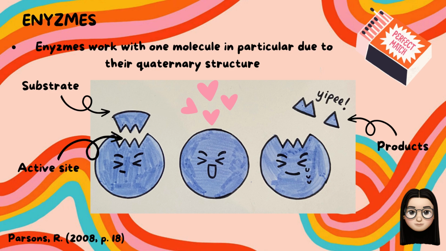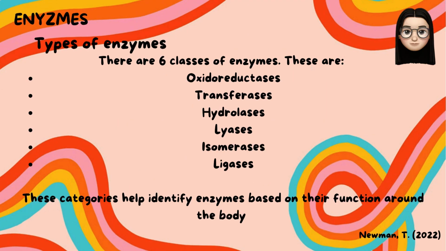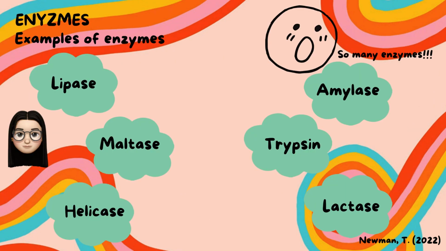Here is a diagram showing the enzyme substrate complex. This diagram shows how the substrate binds to a specific enzyme, converting it into products. Here are the key words and a description of their function in the enzyme substrate complex. Here are the 6 classes of enzymes. These categories help identify enzymes based on their function around the body. Here are a few examples of some of the enzymes found in our body.